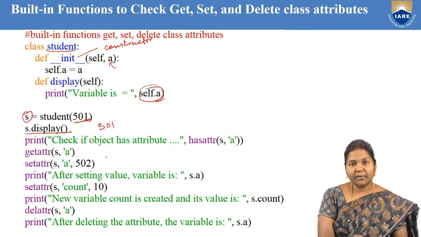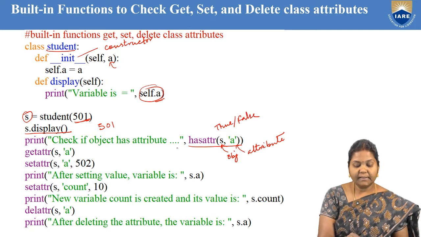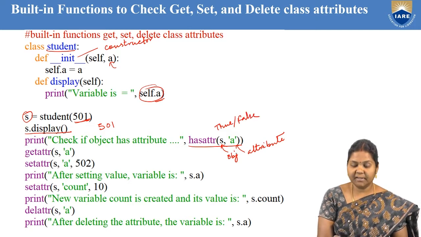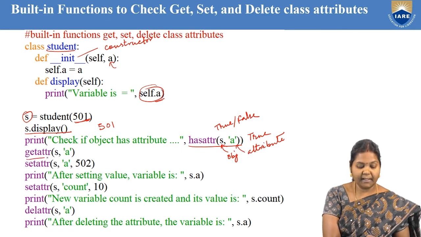Now, let us check whether the object s has an attribute or not by writing hasattr(s, 'A'). Here s is the object and A is the attribute. This hasattr will return either true or false. Does this particular object have this attribute? Yes. So, in this case, it will return true as the output. Next, let us get the value for the attribute A by writing the getattr method. getattr takes the object.